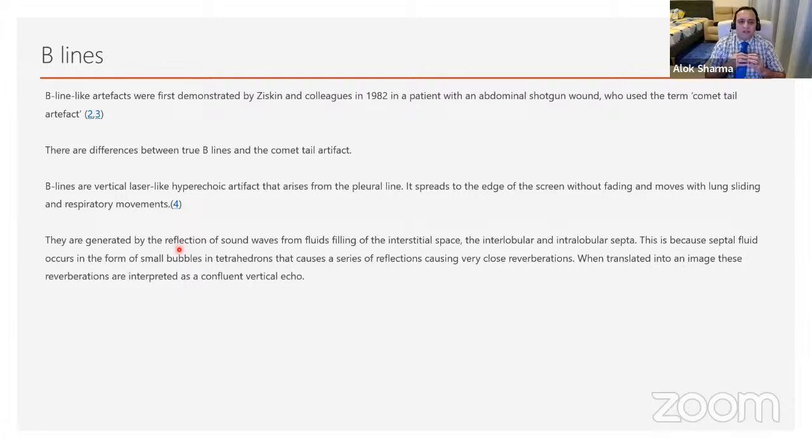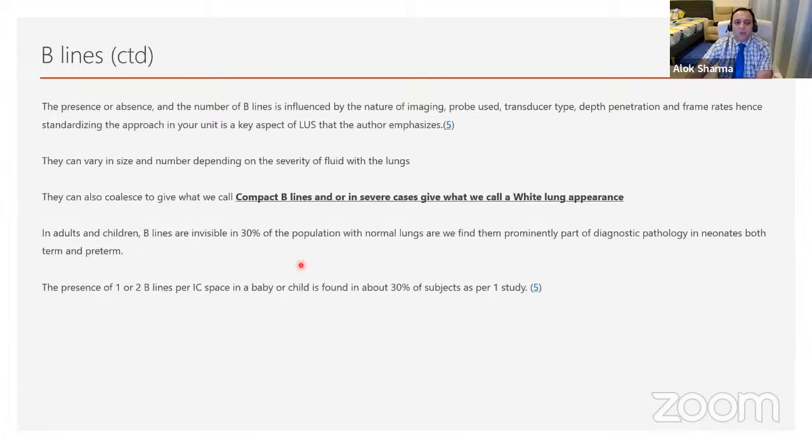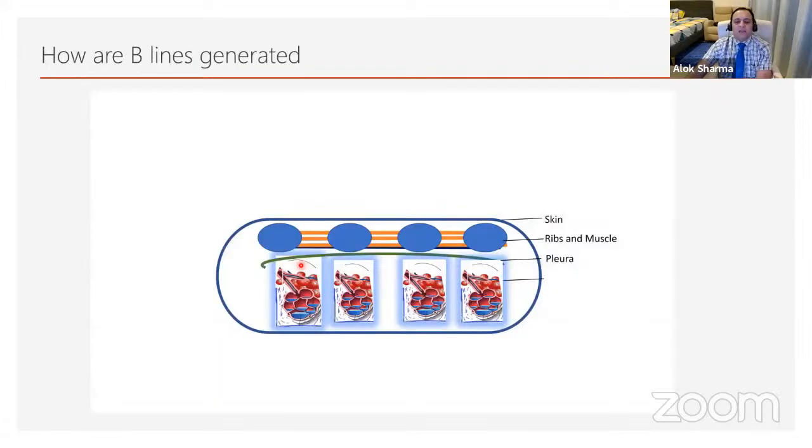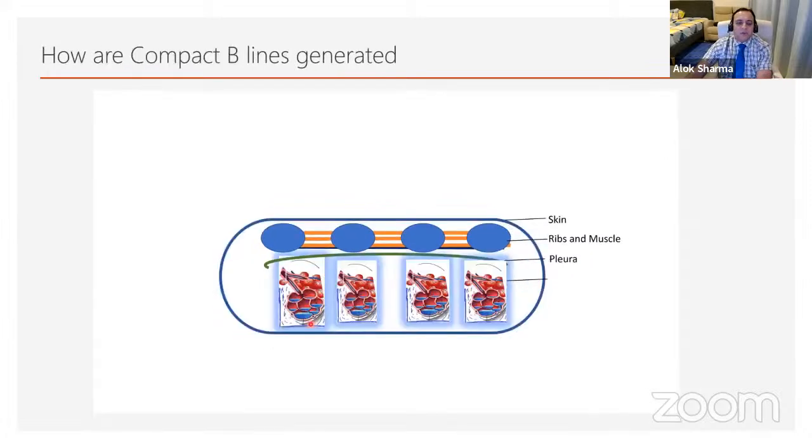They are generated mainly by the presence of fluid in the interstitial space, the inter- and intralobular septa in between the alveoli. As I previously told you, we have tetrahedrons of bubbles, which tend to cause ultrasound waves to get trapped in between and create what we call vertical artifacts. Your ultrasound waves come from here. These are the alveoli, and this is the interstitial space, which is full of fluid. So the interaction that they'd normally have with A-lines is completely disrupted because of this fluid, and sound waves get reflected back in a way that causes them to reflect in between. This causes artifacts, which we call B-line artifacts.